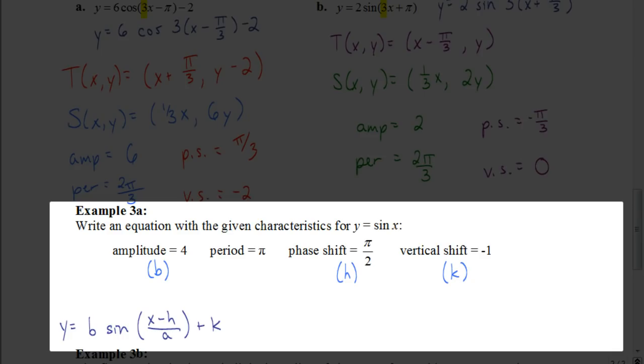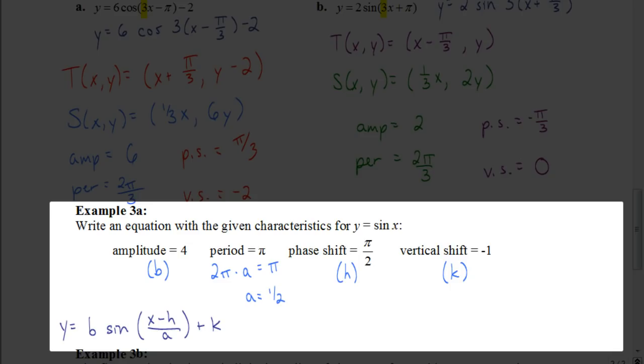Now I saved period for last for a reason, because it's not just as easy as just saying the period is pi. Because remember, to find the period, we take 2 pi times the absolute value of a, which gives us our period, which is pi. So to figure out what our value for a would be, I'd have to divide both sides by 2 pi. So our value for a is not pi. Our value for a here would be 1/2. Because if I take pi divided by pi over 2, you get the pi's canceling out. So you'd have 1 over 2 left over.